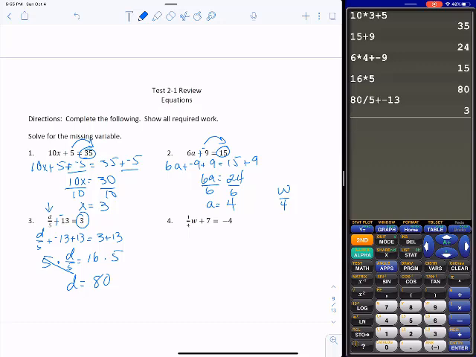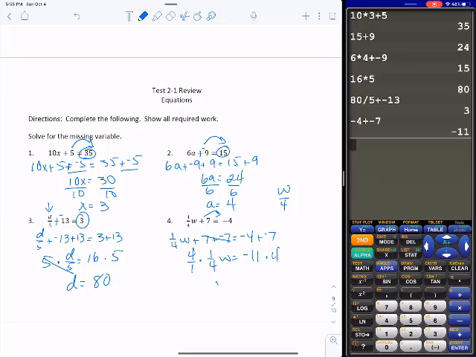Okay, so we'll start with getting the 7 over to the other side. So 1/4 w plus 7 plus negative 7 equals negative 4 plus negative 7. So we end up with 1/4 w is equal to, because my 7's go away, and then negative 4 and negative 7. So negative 4 plus negative 7 equals negative 11. Now to get rid of a 1/4 w, we multiply by its reciprocal, which is 4 over 1, which is just multiply by 4. And you end up with w is equal to negative 44.